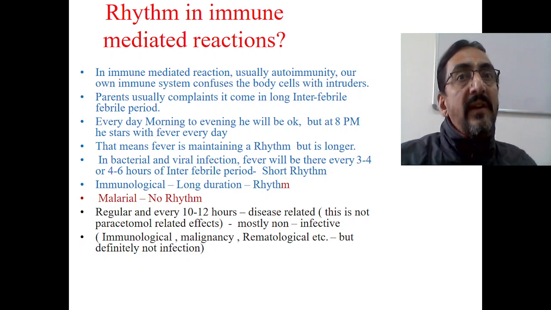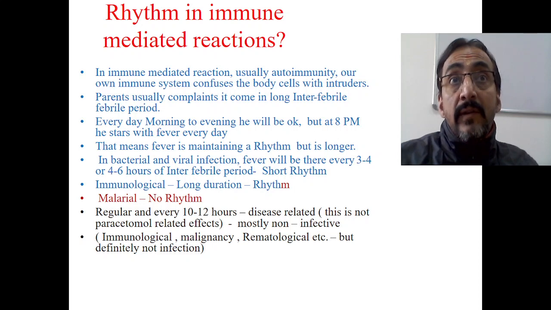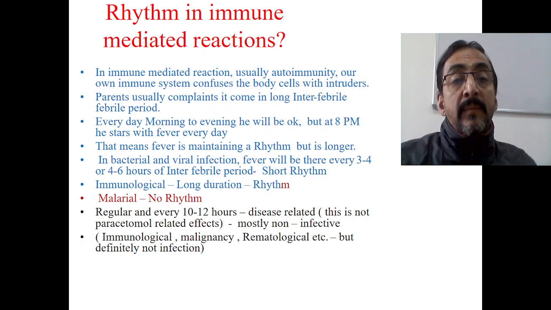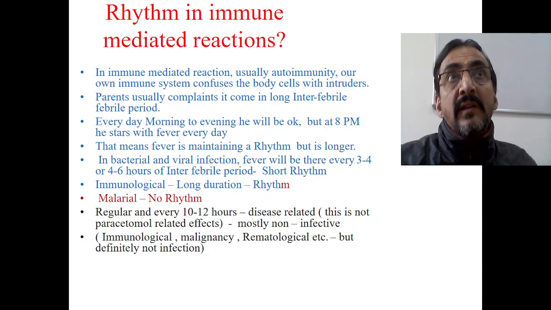Any autoimmune disorder, it may be SLE, it may be Kawasaki disease, it may be any other autoimmune disorder, where the fever is there, that fever follows this particular nature. What is that? Long interfebrile periods. That means fever is maintaining a rhythm, but it is very long. In bacterial and viral infection, also there is a maintenance of the rhythm, but fever will be there with 3 to 4 hours or 4 to 6 hours of interfebrile period. The rhythm is very short, whereas in immunological conditions, a long rhythm will be there.